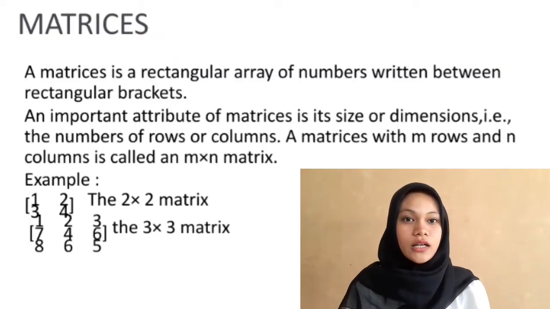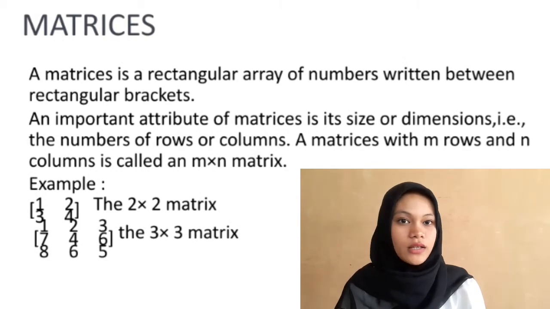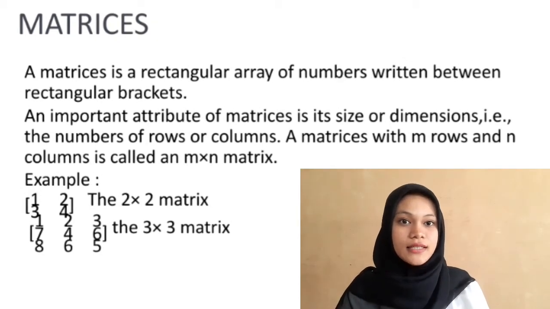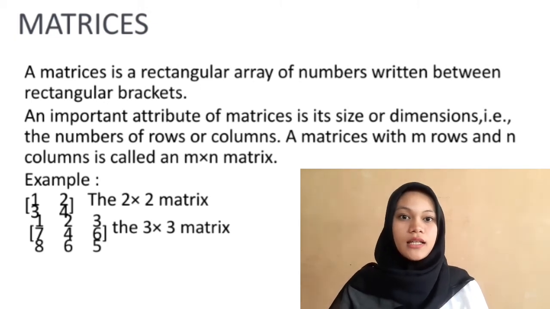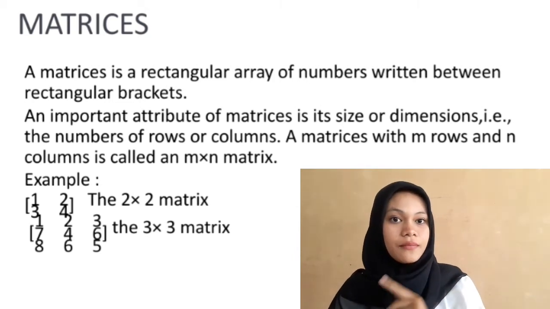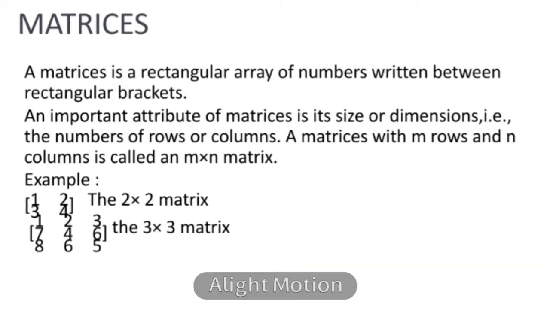Okay, before we go into the matrix operation, I will explain what a matrix is. A matrix is a rectangular array of numbers written between rectangular brackets. An important attribute of a matrix is its size or dimension, the number of rows and the number of columns. A matrix with m rows and n columns is called an m times n matrix.